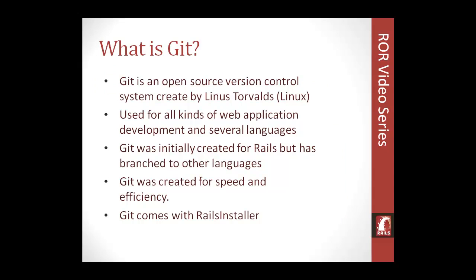So if you don't know what Git is, that's fine. We're going to learn the basics here. We're going to learn enough to be able to use it. It's just an open source version control system. It was created by Linus Torvalds, who was the creator of Linux. It's used for all kinds of web applications. It was initially created for Ruby on Rails, but now it supports Java and PHP and a bunch of other languages and frameworks.